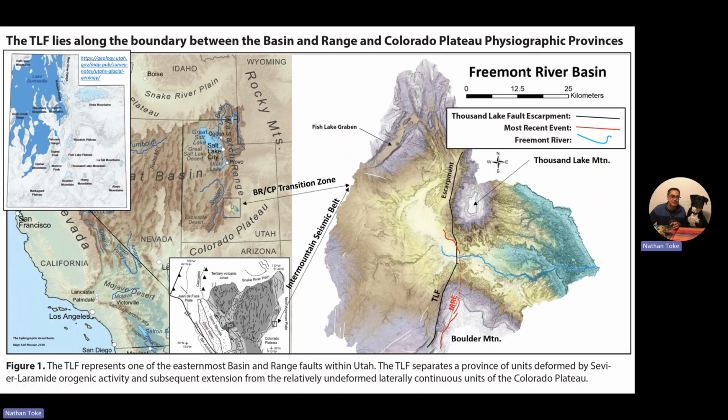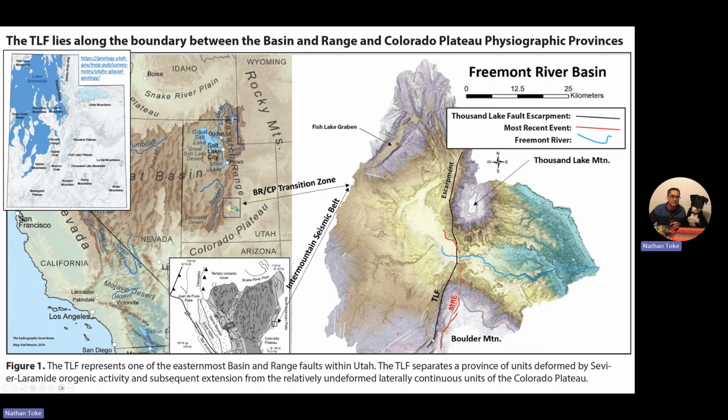Okay, so the Thousand Lake Fault lies along the boundary between the Basin and Range and the Colorado Plateau physiographic province. And so the escarpment, if we look on the right of this image, kind of goes along Boulder Mountain here in black. I've outlined the major escarpment or break in topography. And to the north, the Thousand Lake Mountain itself.